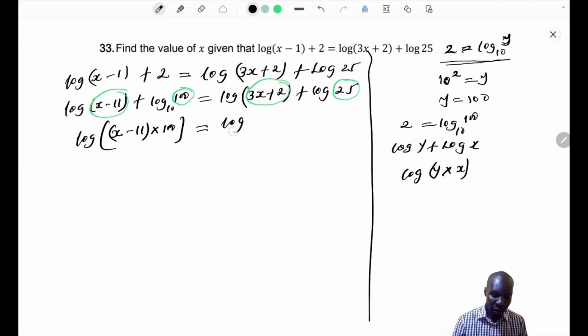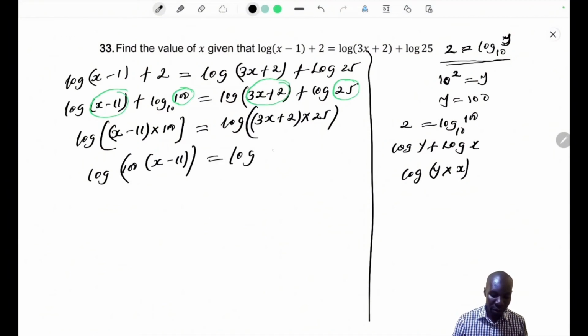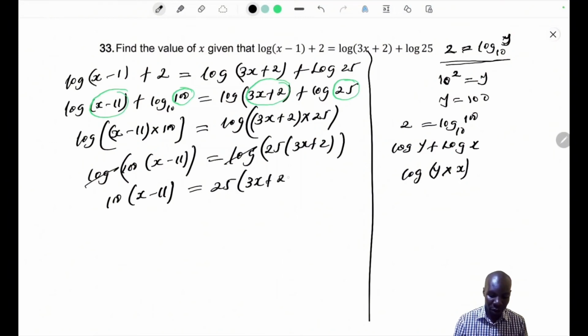That is going to give us log of 3x plus 2 times 25. So this is going to give us log of 100 in bracket x minus 1 should be equal to log of 25 in bracket 3x plus 2. Then the log cancels with the log. We have 100 in bracket x minus 1 should be equal to 25 in bracket 3x plus 2.